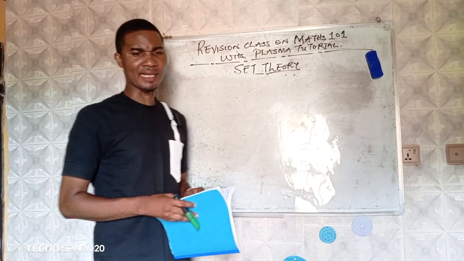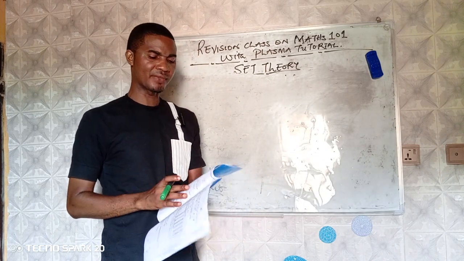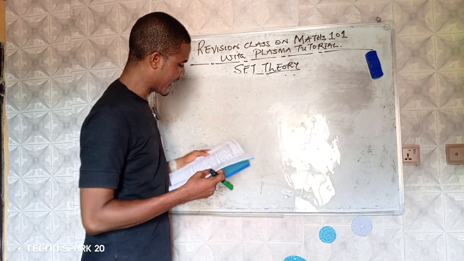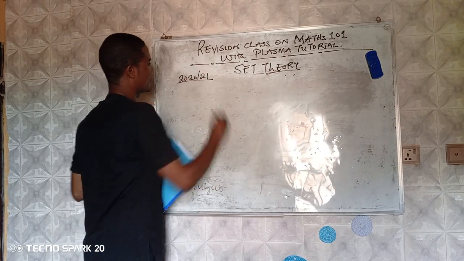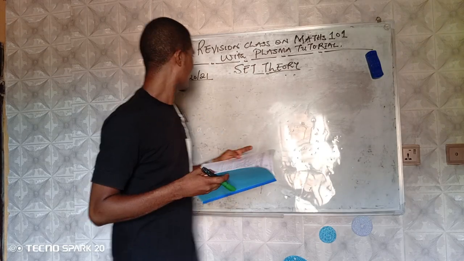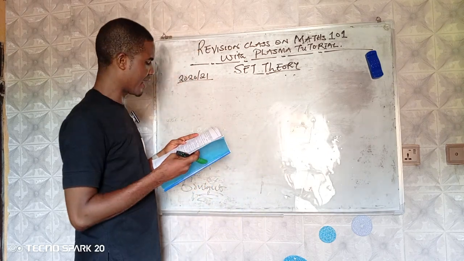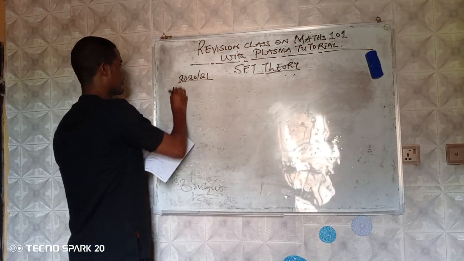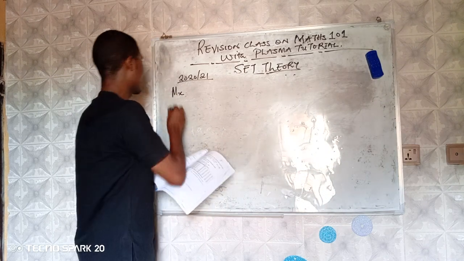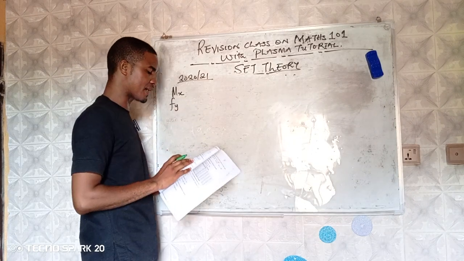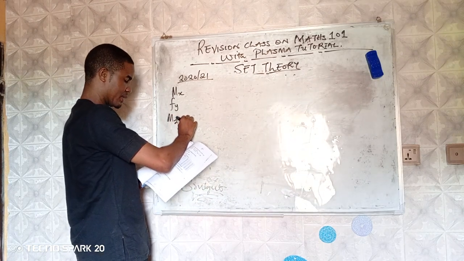Now, we want to look at some questions that have appeared in past questions over the years. I mean, the past questions you are having with you there. So, looking at 2020/2021, I believe you have your own with you there. Okay. We will see that question number one, it says, if mx is a multiple of x and fy is a factor of y, then what is m2 intersection f8?